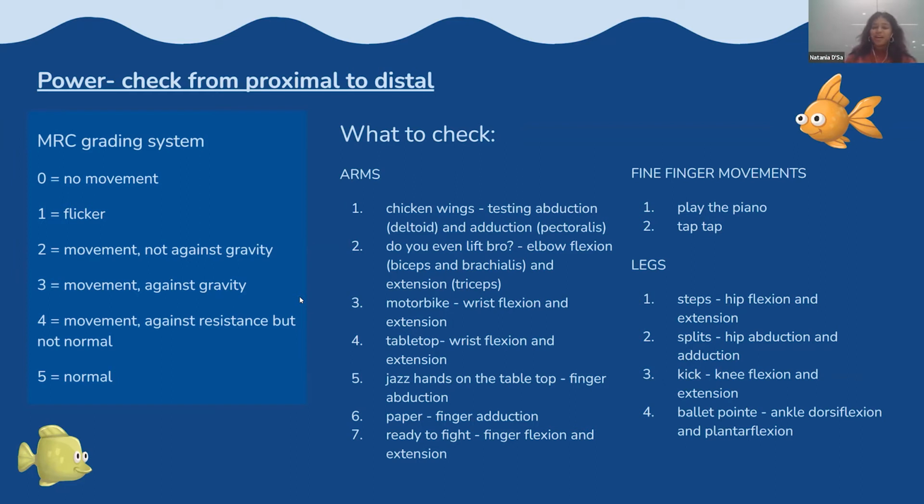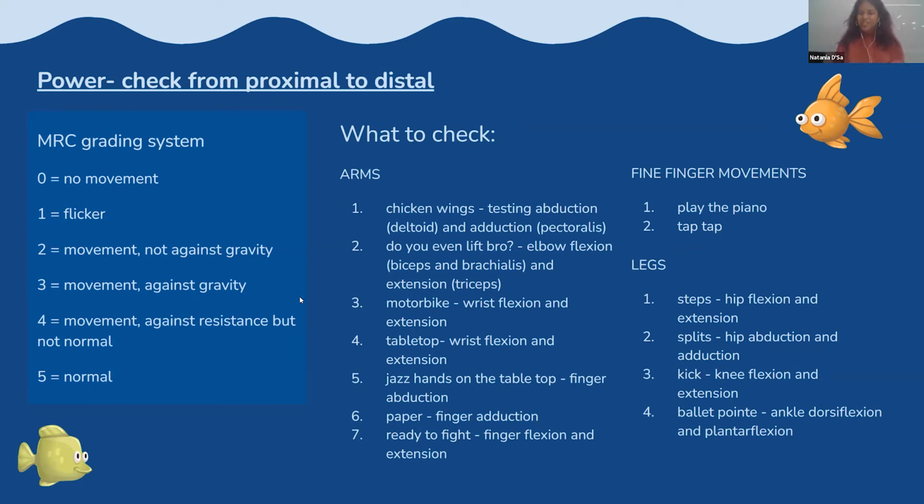Dumbbell lift, or "bro lift", is where you're going to be focusing on elbow flexion and extension. So this way, again, with that resistance. The motorbike is wrist flexion and extension with resistance. Tabletop is where you're going to put their hands out like this. Once again, flexion and extension.